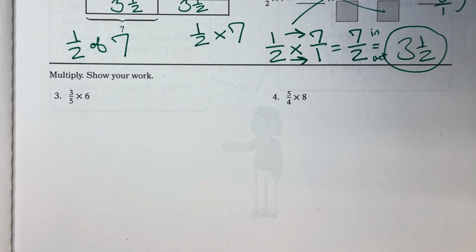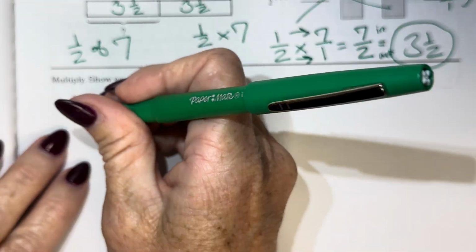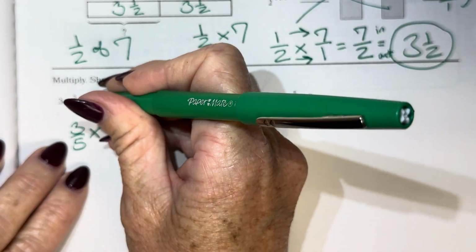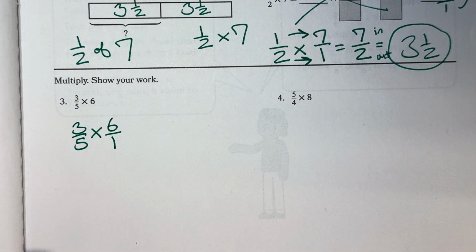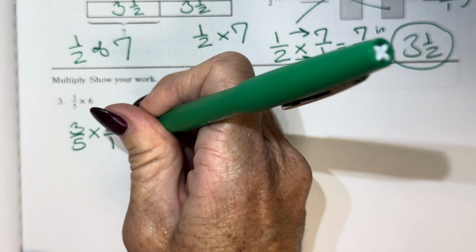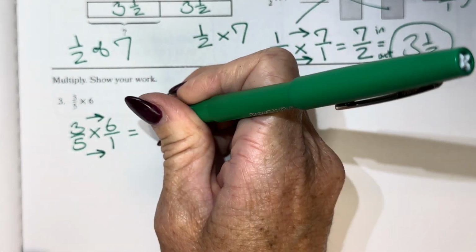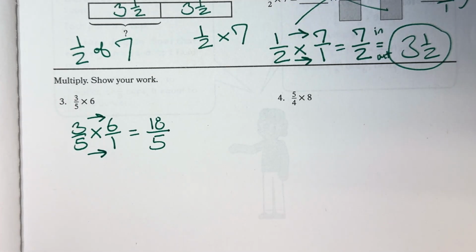Okay, let's look at these two, and they just say multiply, show your work. So if they just want me to multiply, I'm going to do my steps. Step 1 is I'm going to set it up horizontally, fraction times a fraction. So 3/5 is already a fraction, and 6 I can turn into a fraction by 6 over 1. That's step 1. Step 2 is I'm going to multiply straight across. 3 times 6 is 18. 5 times 1 is 5.